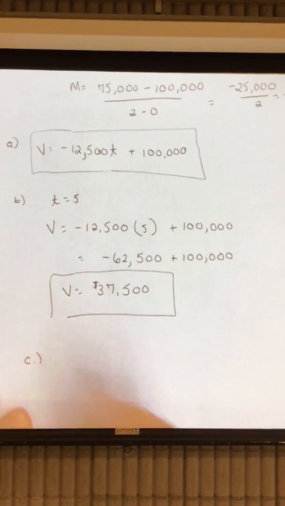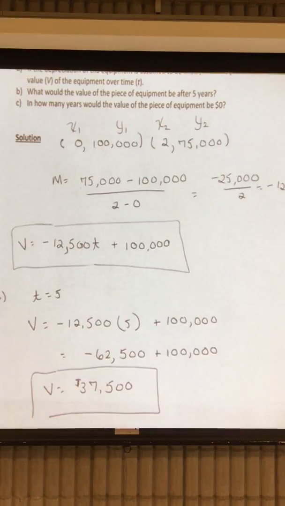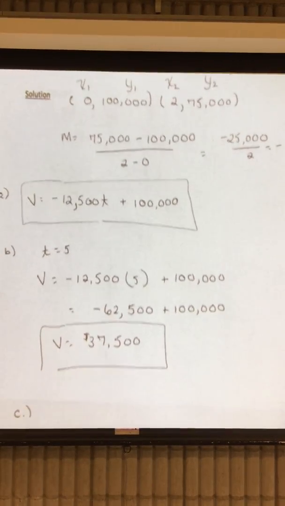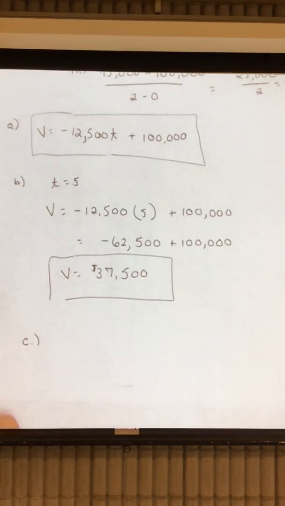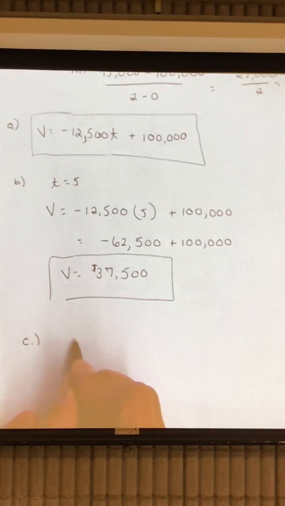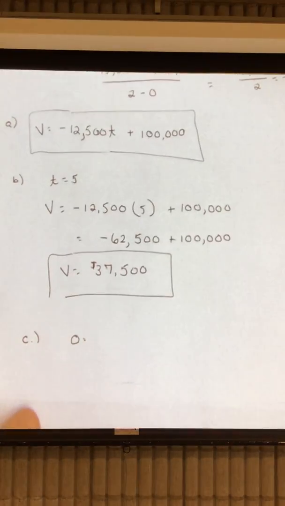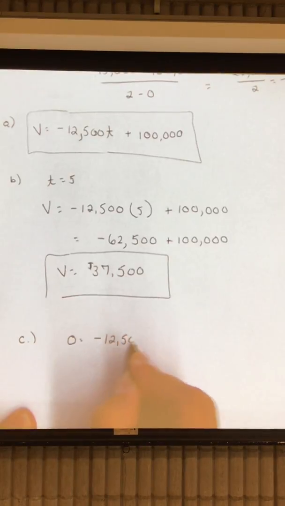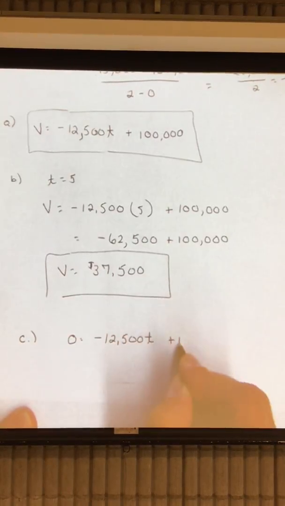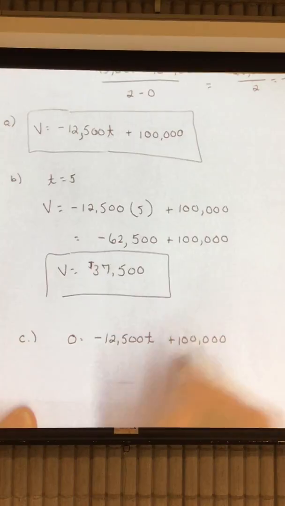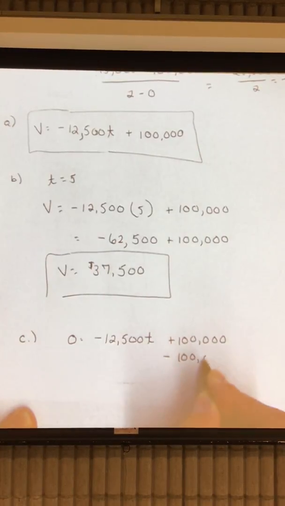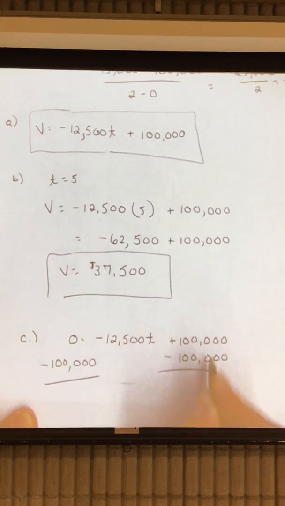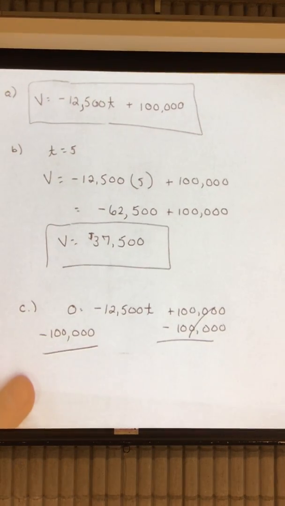Moving on to letter C. In how many years will the value of the equipment be 0? So now you're solving for the time. So solving for time means you're plugging the value of $0 into your V. So 0 is equal to negative 12,500 t plus 100,000. Solving for t, you are combining like terms, which means you are subtracting 100,000 from both sides.